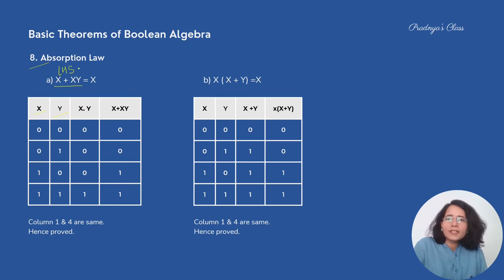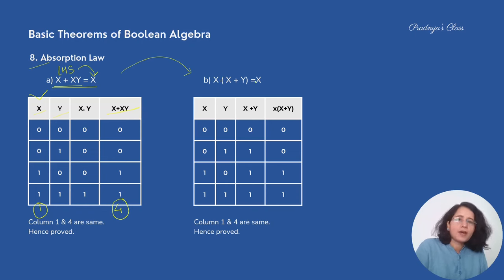Now let's try to compare with the x column. If we look at column 1, that is x, and if we look at column 4, that is our left hand side, both the columns are same. That's why we can say that x plus x dot y is equal to x. And the dual of it is x dot (x plus y) equals x. In the same way, you can prove the dual also. So let's move on to the last law.